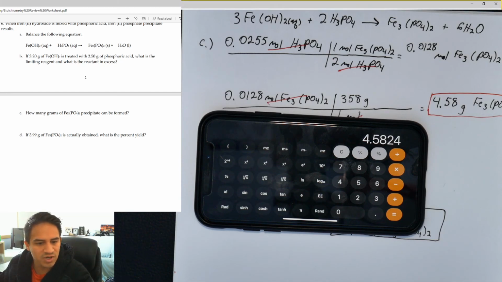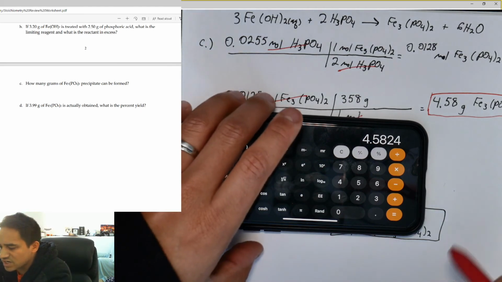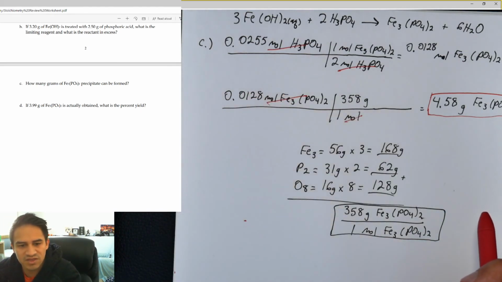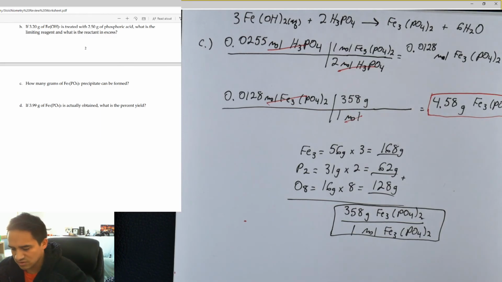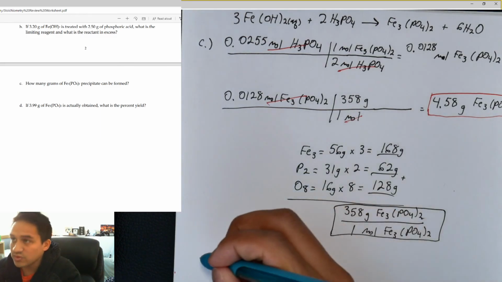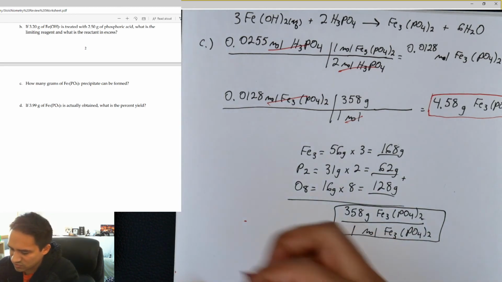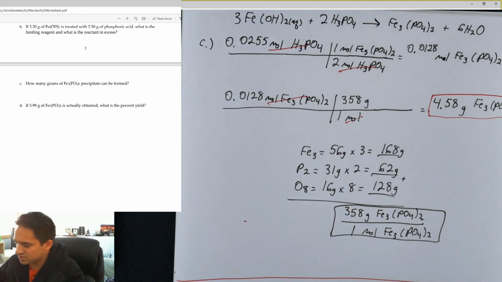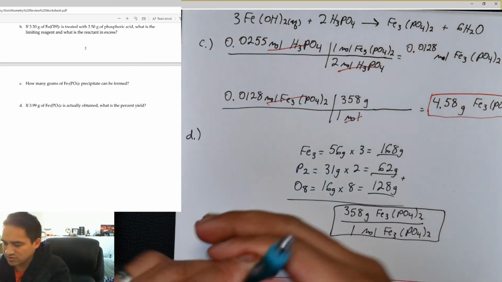I believe there's one problem left. Here we go. So it says if 3.99 grams of Fe3(PO4)2 is actually obtained, what is the percent yield? Okay. So we actually don't really need to do a whole lot of work here because we already did all the work. So this is a pretty quick calculation. So that's nice. So for letter D, they want to know percent yield. Okay, so percent yield.